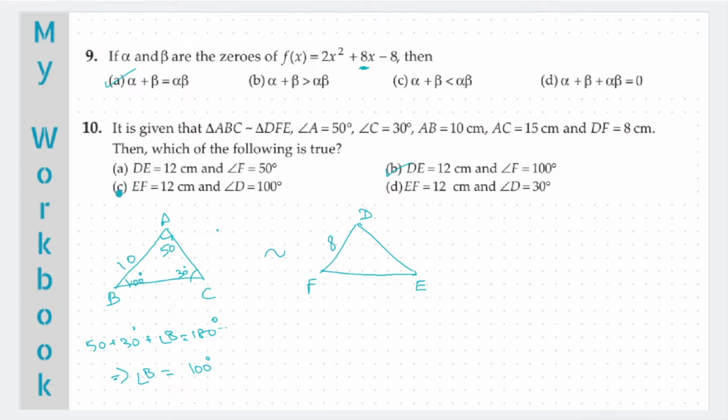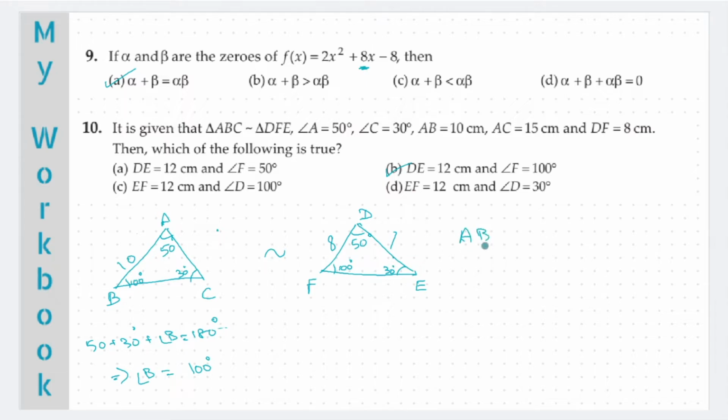So only option C and option B are having 100 degrees. When B is 100, F will also be 100 degrees because they are corresponding angles. When angle A is 50, angle D will also be 50, and angle E will be 30 degrees. Now we need to find the value of this side.